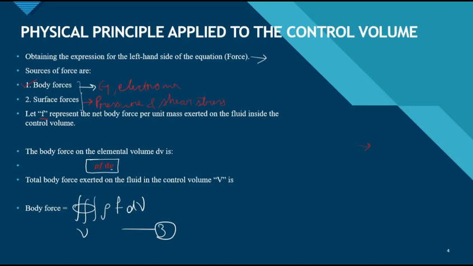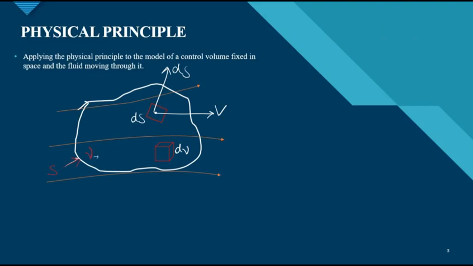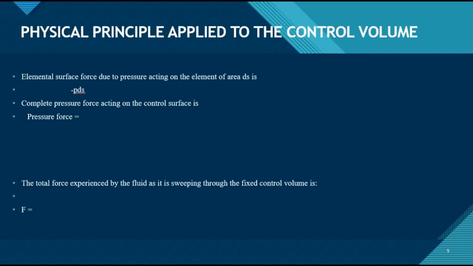Now we need to obtain the expression for the second source, that is the surface forces. If I want to obtain the expression on that small elemental surface that we had considered, that is dS, the small elemental surface force due to pressure that is acting on this elemental surface area dS is given by minus p dS. As you can see, I have put here minus p dS. What is the reason behind this negative sign? This negative sign indicates that the pressure force is acting in the opposite direction of dS.